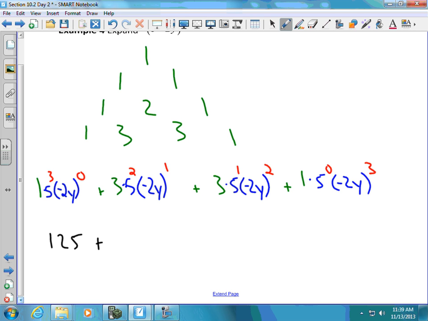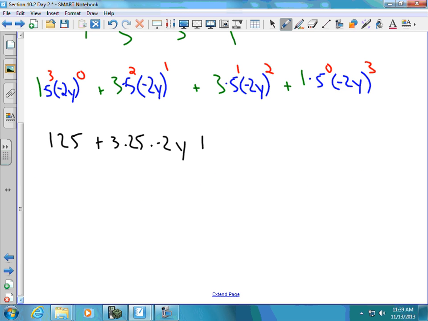Over here, we have 3 times 5 squared, which is 25. Negative 2 to the 1 is negative 2 times y to the 1. We'll come back and simplify that again in the next step. Let me show you what we did. We're going to distribute this to both terms as well. So I get 3 times 5 times negative 2 squared. Negative 2 times negative 2 is 4, times y squared.